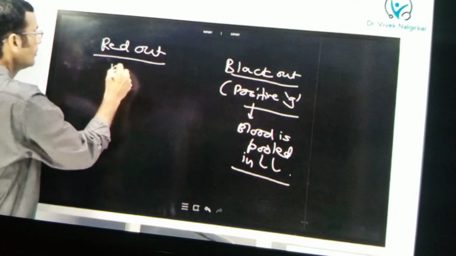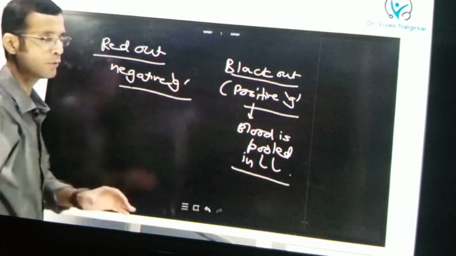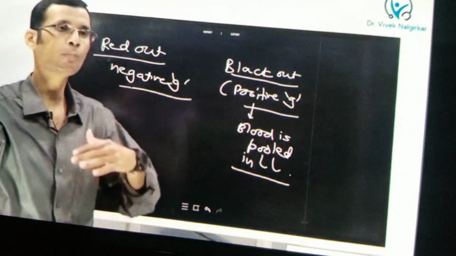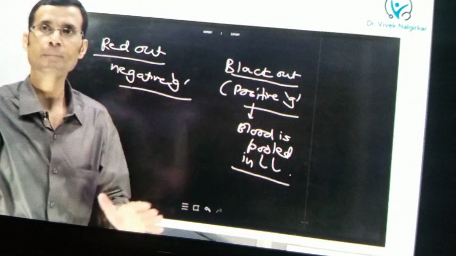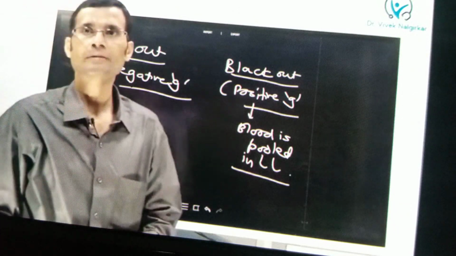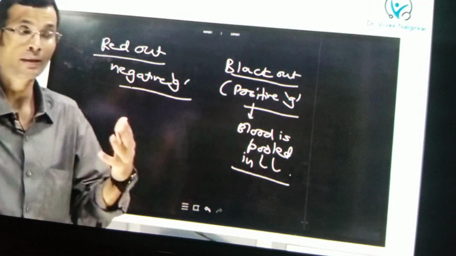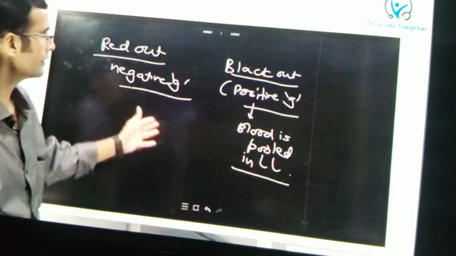What is redout? Redout will result from negative G. More and more blood is sucked towards the right side of the heart, more blood coming to the heart and more blood coming to upper parts of the body. So cerebral vessels will be engorged with blood, retinal vessels will engorge with blood, and that will lead to fainting, and that's called redout. The person sees red because retinal vessels were engorged. That's negative and positive G.